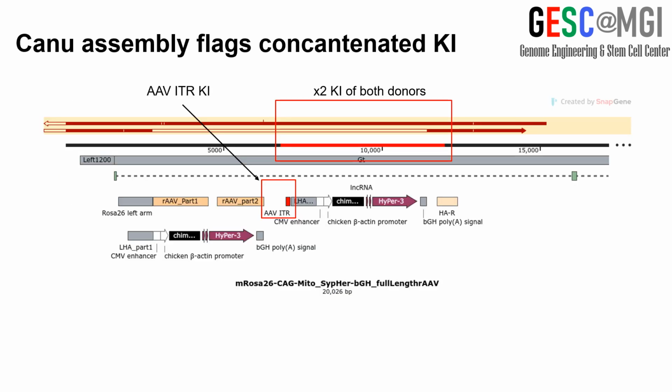For at least one of the animals that we identified as a knock-in, we show that there's actually a concatenated knock-in where both AAV donors inserted downstream of the desired dual AAV knock-in. And between these events, there is an inverted terminal repeat. Just one note is that clearly 5' 3' junction PCRs would not discriminate an animal that has a concatenated knock-in event versus one that has a single insertion event.